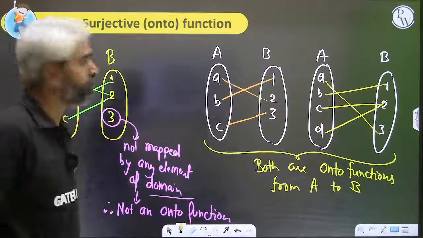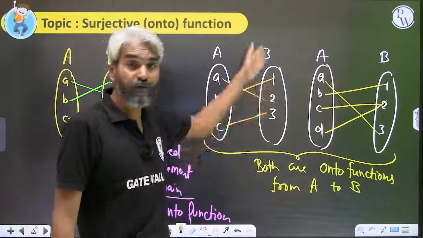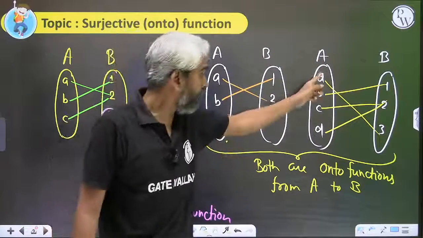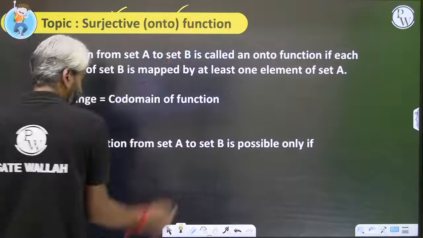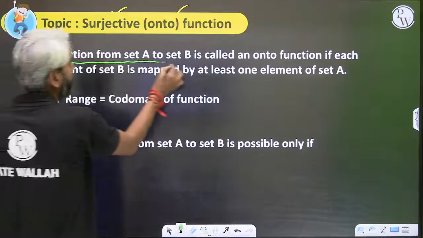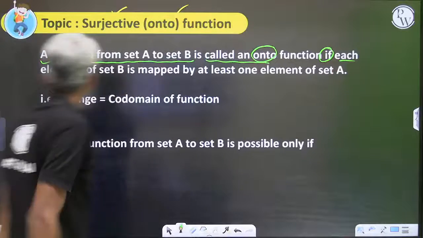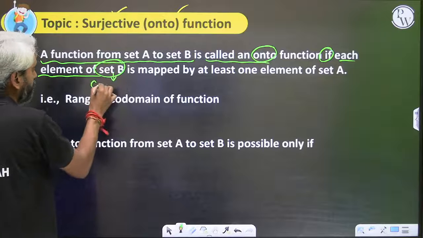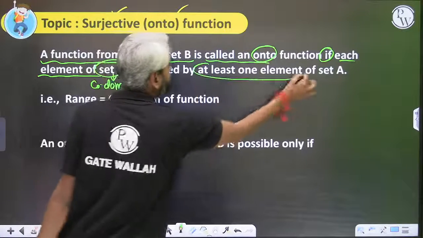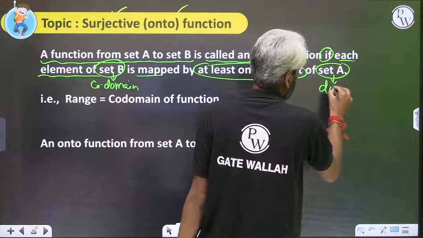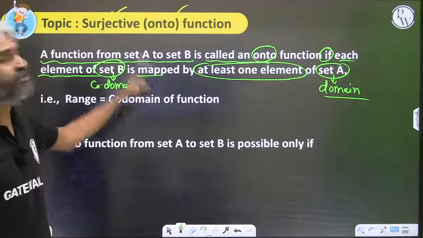So when do we say a function is an onto function, sir? If there is any element in the codomain which is not mapped by any element of the domain, then it will not be an onto function. But if every element of the codomain is mapped by at least one element, exactly one or more than one, it is not a problem. That's the definition of a surjective or onto function. A function from set A to set B is called an onto function if each element of set B, that is the codomain, is mapped by at least one element of set A, that is the domain. So each element of the codomain must be mapped by at least one element of the domain for the function to be called an onto function.